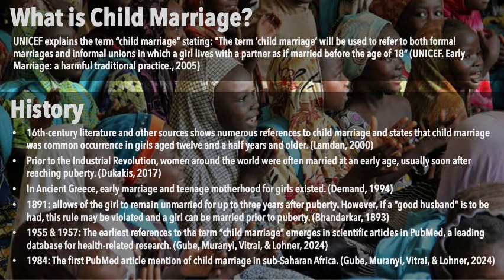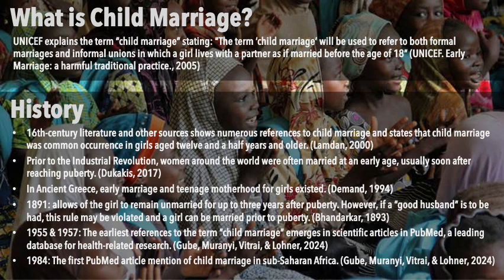What is child marriage? UNICEF explains the term child marriage, stating the term child marriage will be used to refer to both formal marriages and informal unions in which a girl lives with a partner as if married before the age of 18. And from what I've found, child marriage has been going on since the dawn of time. Well, maybe not exactly, but for a very long time.